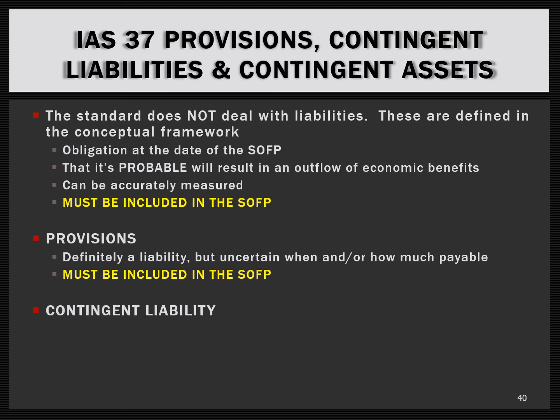A contingent liability, however, must be something that we've got an obligation in respect of at the date of the balance sheet, at the date of the statement of financial position. There's got to be some obligation, legal or constructive. If there's no obligation, there's no liability.